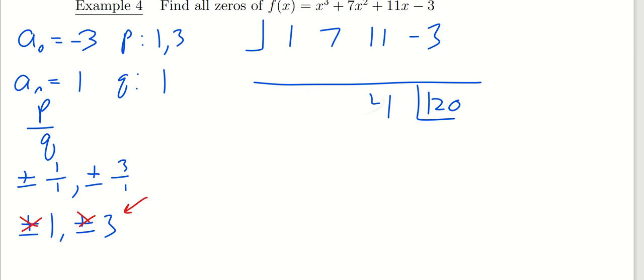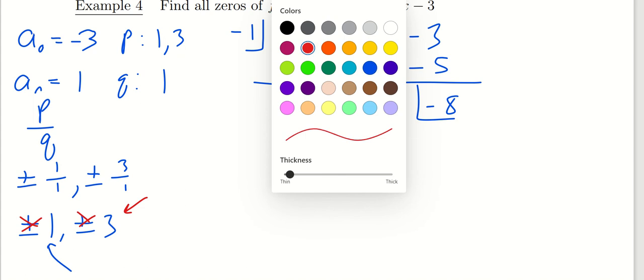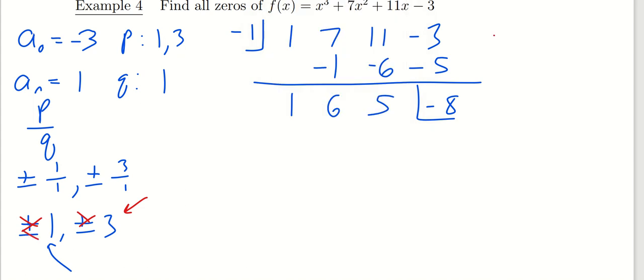Let's try some of our negative candidates. The first negative number we would have is negative 1. So let's see if maybe negative 1 works. The 1 comes straight down. Bottom times block gives us negative 1. Add to go down, 6. This would be negative 6. Add to go down, we get 5. Multiply, we get negative 5. And add to go down, we get negative 8. So it turns out that negative 1 doesn't work either. So scratch that off the list.